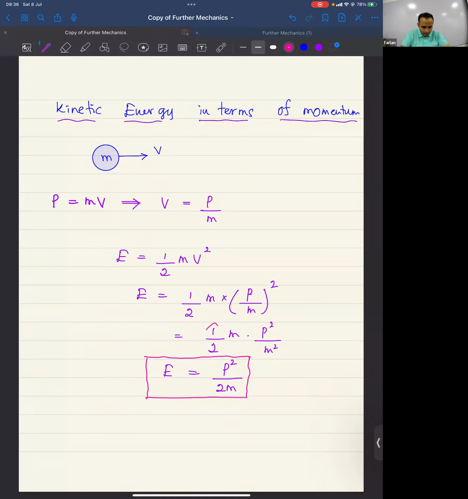There's a half here, right? So it becomes m and m cancels off. There's a P squared remaining here, there is this 2 remaining here, and there is an m remaining from the denominator. So it becomes P squared over 2m.